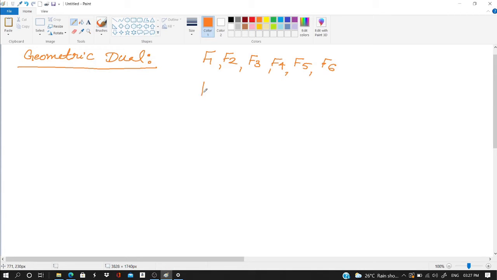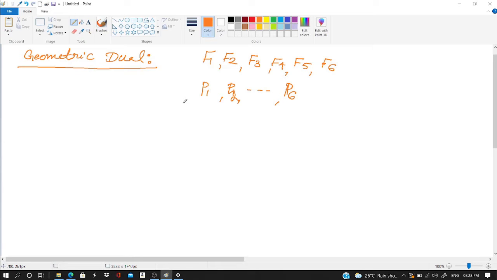Now here we consider 6 points also, P1, P2, etc. P6. Consider 6 points, one in each of these regions. Here P1 is in the region F1 and P2 is in the region F2, like that. Now here we join these 6 points in the following way.